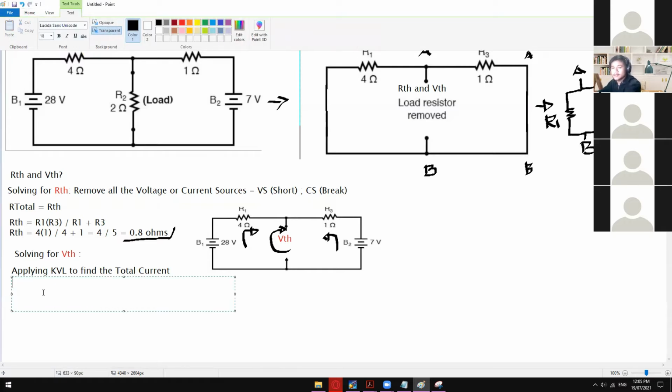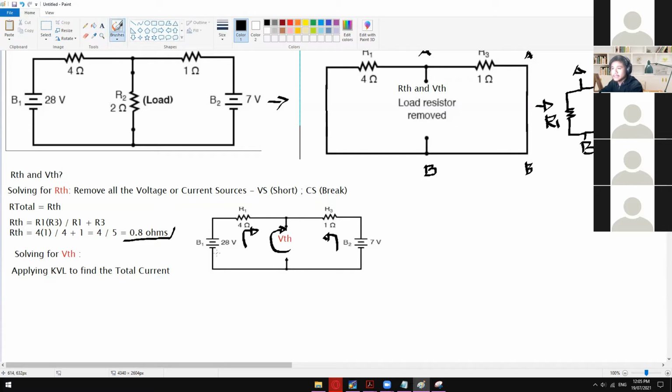Okay, so para hindi kayo malito, let me just put the signages. So negative here, positive here. Of course, it will give you a voltage drop in here. So positive and then negative. And in here, it's positive and then negative. And then we have here positive and then negative.